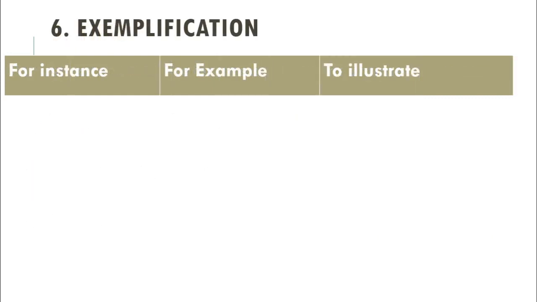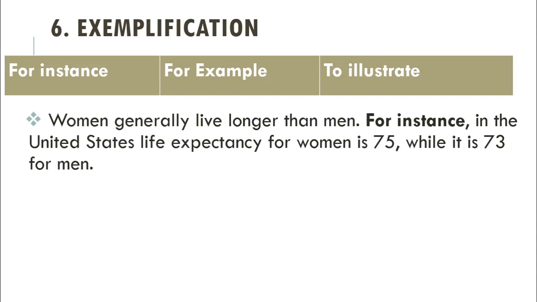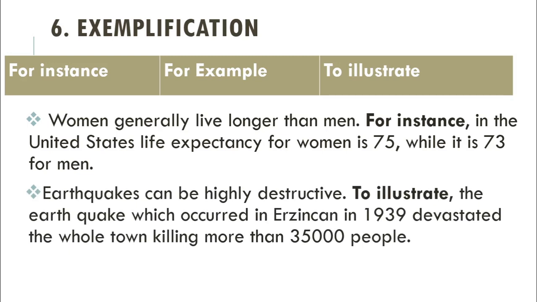In number 6, we have exemplification. To mean exemplification, we use this type of sentence connectors like for instance, for example, to illustrate. Women generally live longer than men. For instance, in the United States, life expectancy for women is 75, while it is 73 for men. So for exemplification, here we have used for instance. Earthquakes can be highly destructive. To illustrate, the earthquake which occurred in Argentina in 1939 devastated the whole town, killing more than 35,000 people.